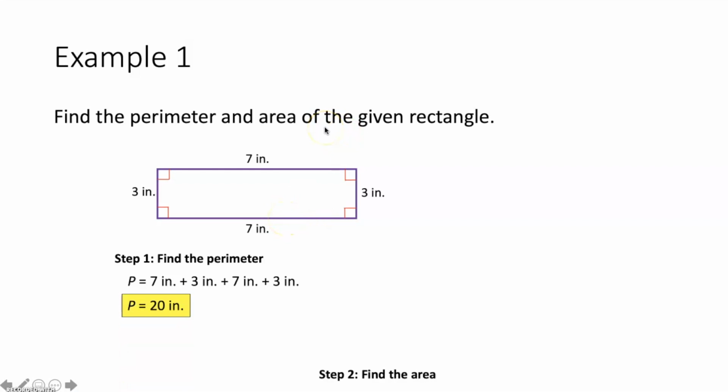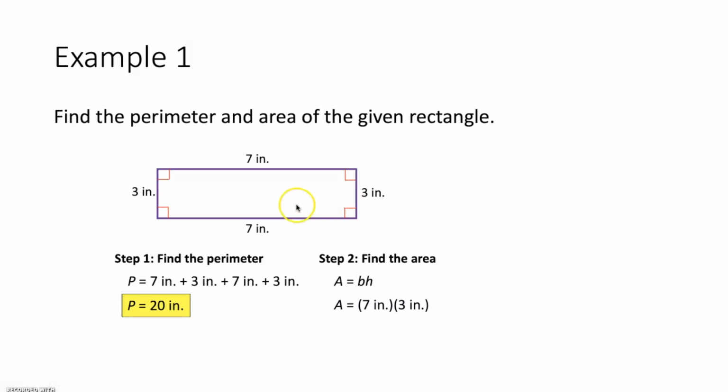Next, we want to find the area of this given rectangle. And we know the area formula for a rectangle now is area is equal to base times height. So in this figure, remember, you could pick 3 inches as your base and 7 inches as your height. Or you could pick 7 inches as your base and 3 inches as your height. Either way, you'll end up getting that your area for this rectangle is 21 inches squared, or 21 square inches.